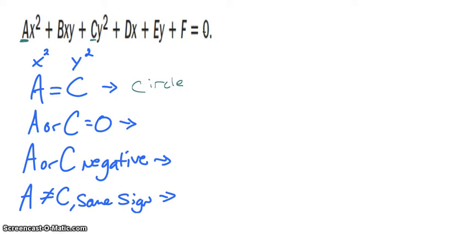If a or c equals 0, so there is no x squared or there is no y squared, we have a parabola. If either the x squared or the y squared term is negative, again, when they're already on the same side, we know it's a hyperbola. And if they are not equal, but both positive or both negative, then we know it is an ellipse.